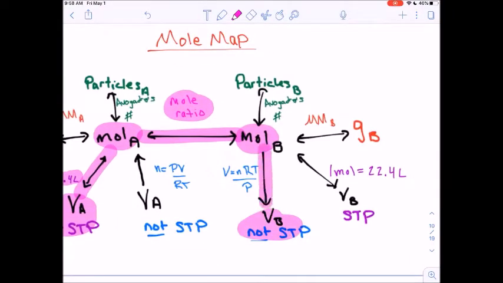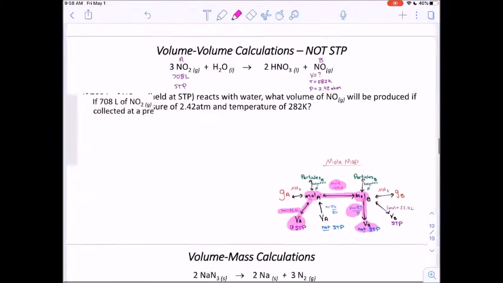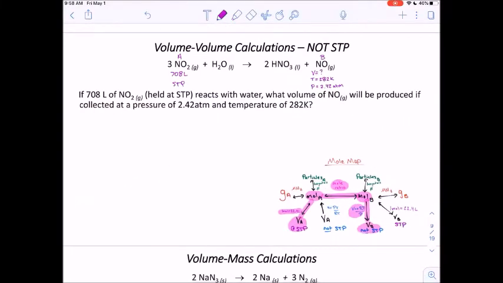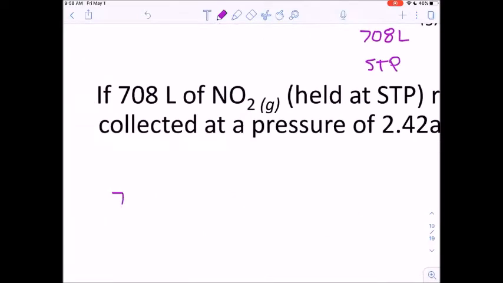So to do that, I'm going to have to solve this equation, V equals nRT over P. So I'm going to end my dimensional analysis at moles of B. When I find that moles of B value, I'm going to plug those moles into this equation, V equals nRT over P. So let's start by doing the dimensional analysis component of this problem. I'm going to start with my 708 liters of NO2. So starting with my A value.